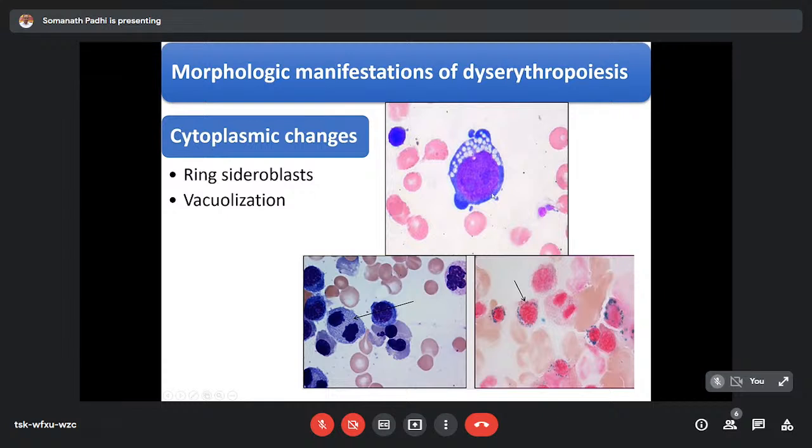Normal erythroid precursors do not stain positive for periodic acid-Schiff, but when they are dyserythropoietic erythroids, we can use PAS staining to demonstrate diffuse cytoplasmic positivity, however weak it may be, and that positivity also points towards dyserythropoiesis in the cytoplasm. As you all know, there are cytoplasmic vacuolations, and you can see this is a Prussian blue reaction.